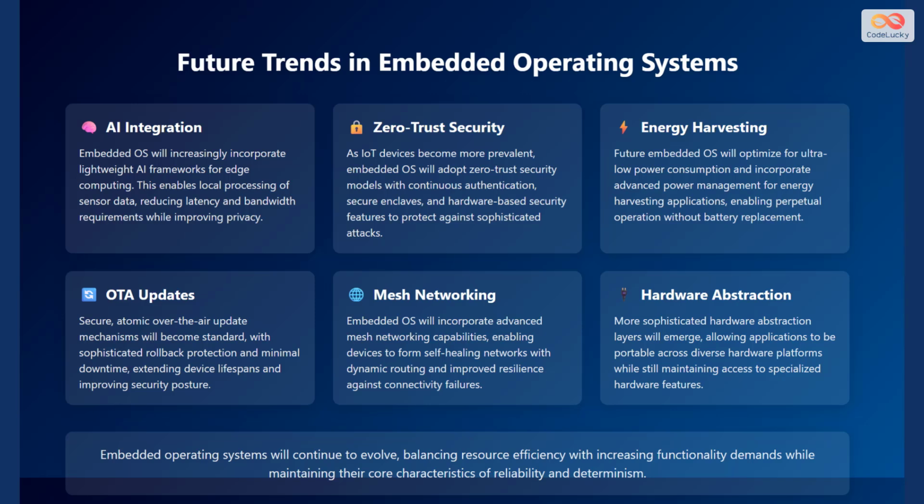Sixth, hardware abstraction. More sophisticated hardware abstraction layers will emerge, allowing applications to be portable across diverse hardware platforms while still maintaining access to specialized hardware features. Embedded operating systems will continue to evolve, balancing resource efficiency with increasing functionality demands while maintaining their core characteristics of reliability and determinism.